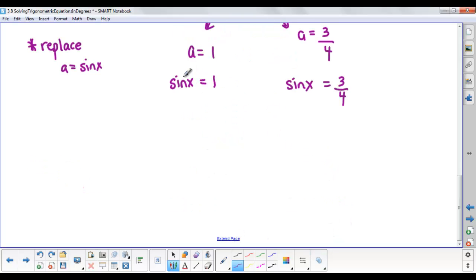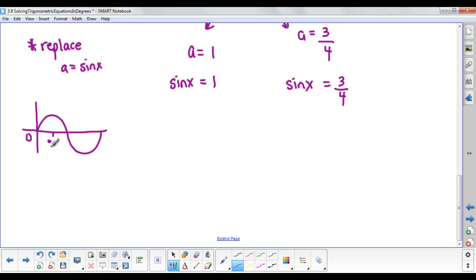So at this point, our job is to find out what possible values of x will give us a ratio of 1, and then what possible values of x will give us a ratio of 3/4. So we'll work on this side. Now, like I said earlier, whenever your sine graph or cos graph equals 1, I find it's always easier just to take a look at the graph because the values just come so easily. So here's a quick sketch of our sine graph.